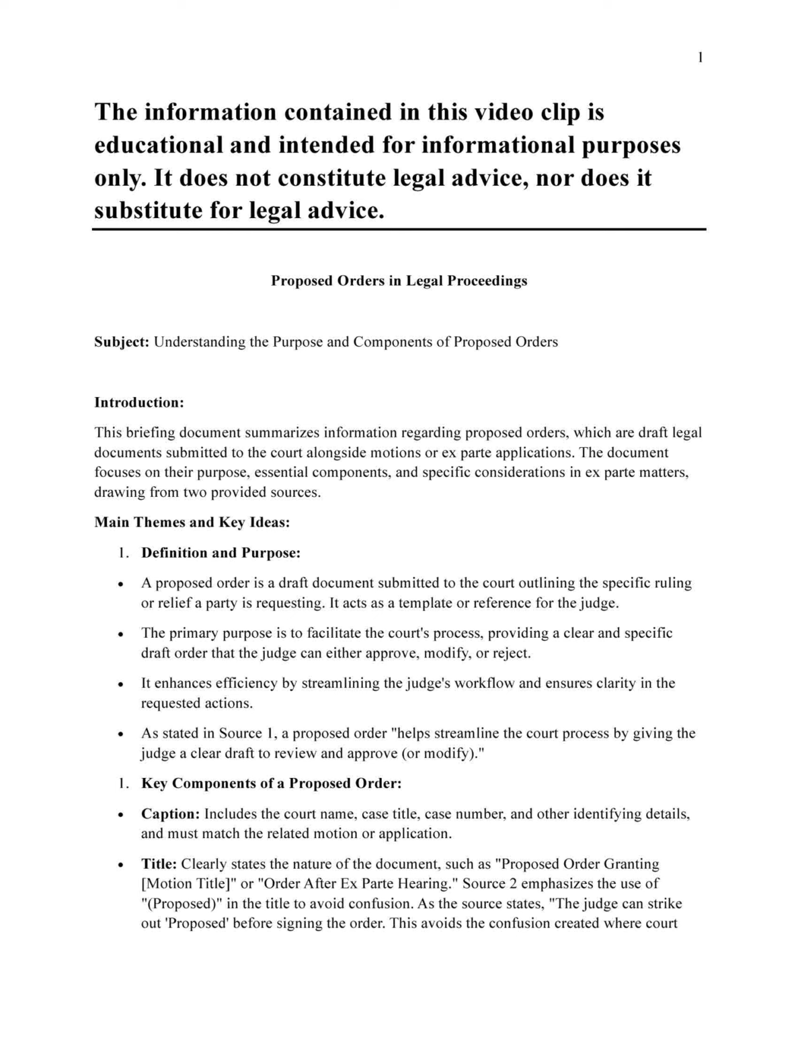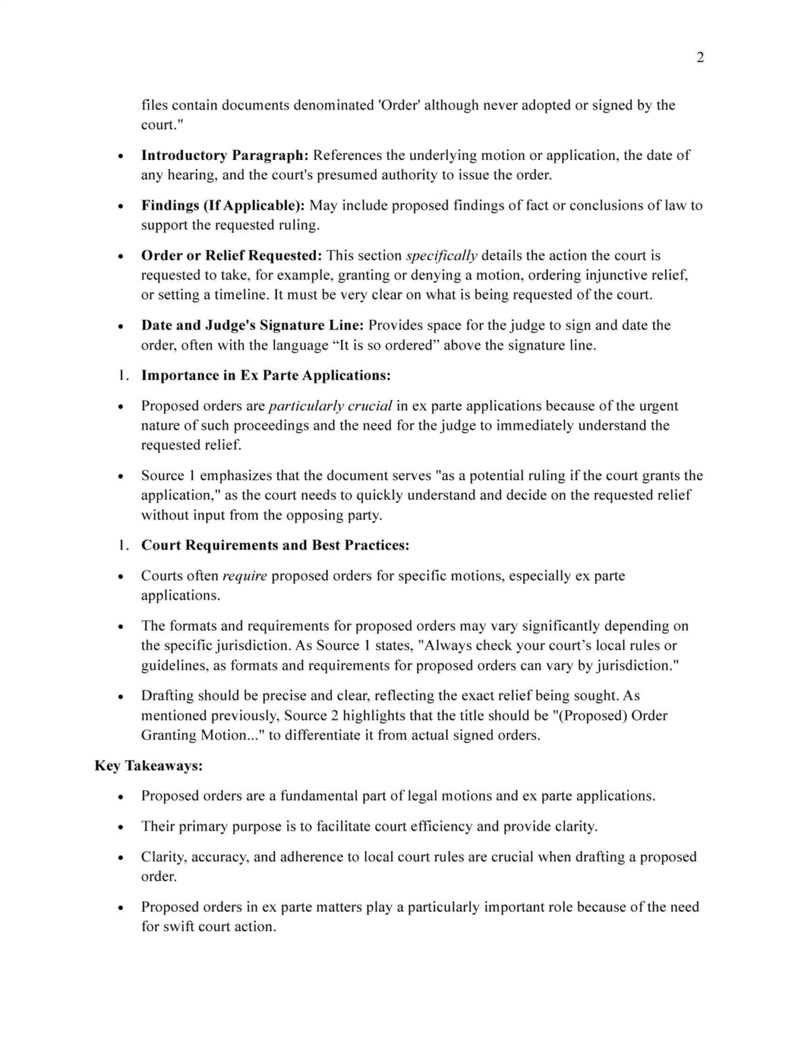Exactly. So then you've got the introductory paragraph, which gives context. It's talking about the motion or the application, the date of any hearings, the court's authority to make a decision. So it's really laying the groundwork for what you're about to ask for. Then you have the proposed findings of fact and conclusions of law, if needed. And this is like the why behind the request. So you're presenting the reasoning, building a case step by step. This is where you'd bring in legal arguments and all the precedent.